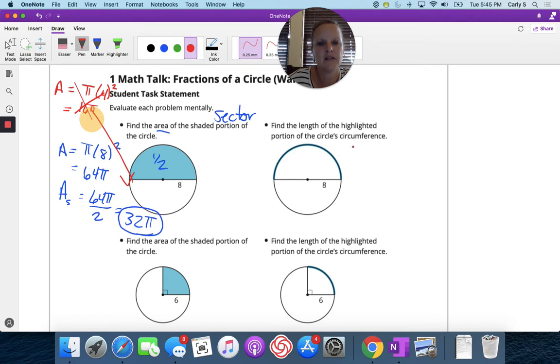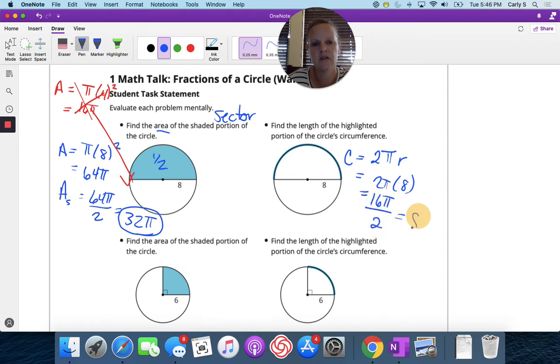Here I have the circumference. So circumference is 2 pi r, where the radius is 8. So 2 pi times 8, which is 16 pi. Now this is just half of the circle, which is our answer. All right? Now with this one, I could actually have divided that 8 by 2 first and gotten the same answer. But here, this is linear because nothing is squared.